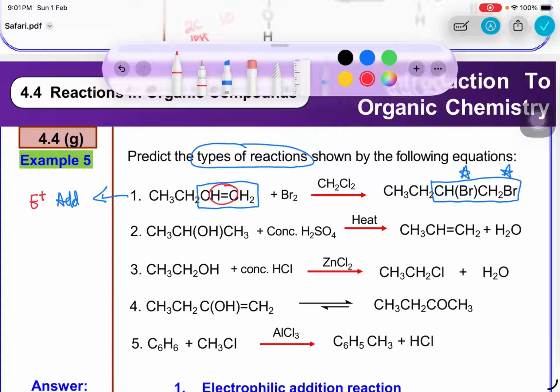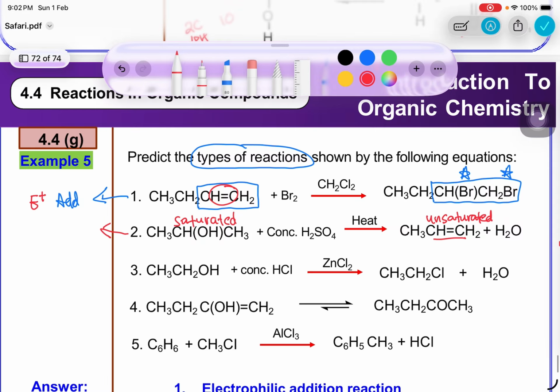Okay, for question number 2, I can see that the reactant is a saturated compound, and for the product there is a double bond, which means an unsaturated compound. So from saturated to unsaturated compound, in general it is elimination. For elimination, basically we don't classify whether it is electrophilic, nucleophilic, or free radical. Okay, now we continue with the third reaction.